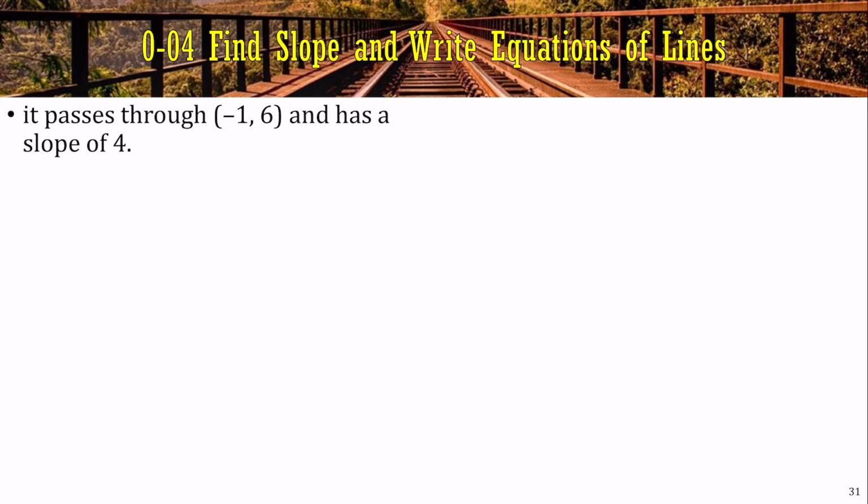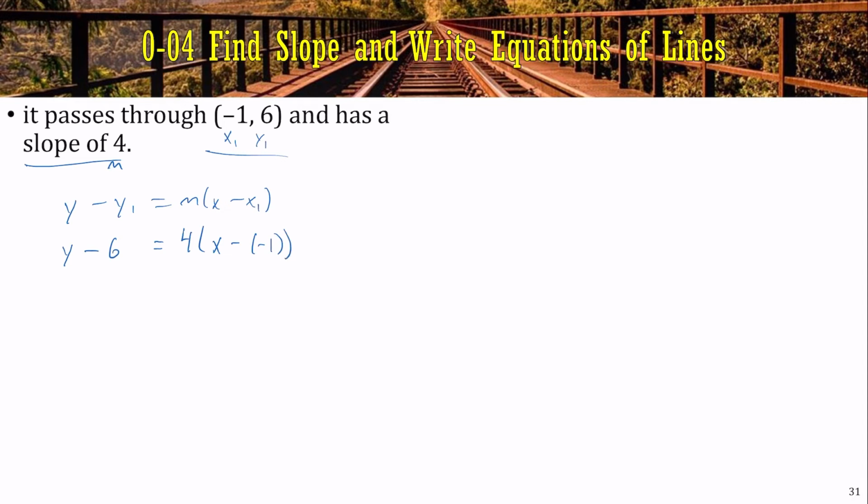All right, find the equation of the line that passes through (-1, 6) and has a slope of 4. Well, I have a slope, so that's m, and I have a point. We'll call it x1, y1. So I know my slope, I know my point, so then I can use my point-slope form. y1 is 6, my slope is 4, x1 is -1.